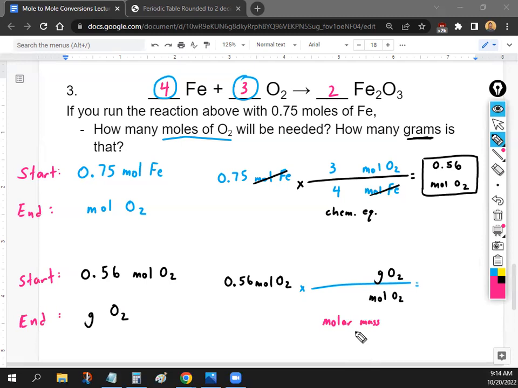So moles is actually a lot. Yeah, moles is a way that we count a lot of things at one time. A little bit confusing, but yeah, just a little bit.